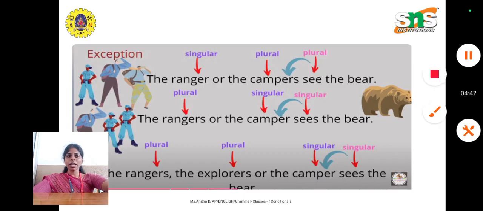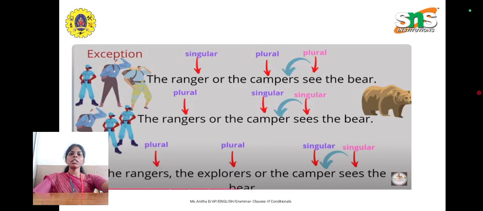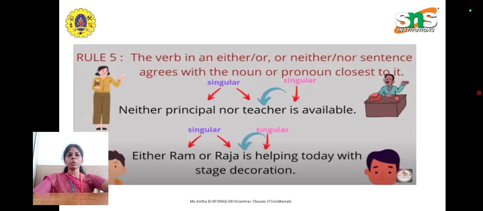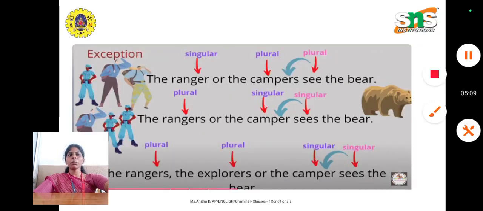The ranger or the camper sees the bear. The rangers or the camper sees the bear. The rangers, the explorers or the camper sees the bear. However it might be, a plural subject should have a plural verb, but if the subject exactly near the verb is singular, we have to use a singular verb for it. We'll see more about this in the upcoming video.